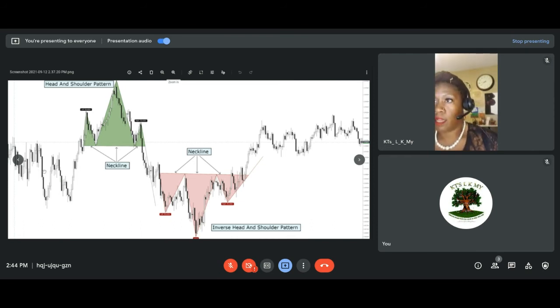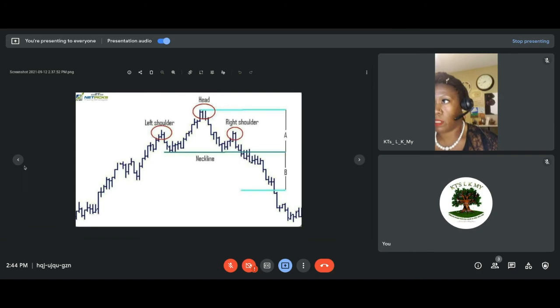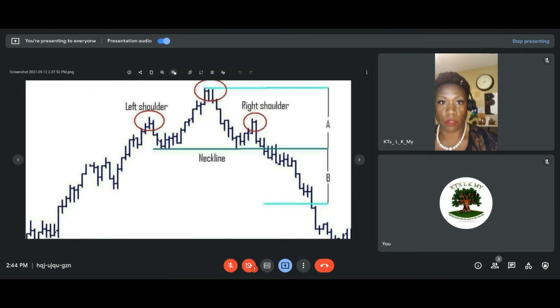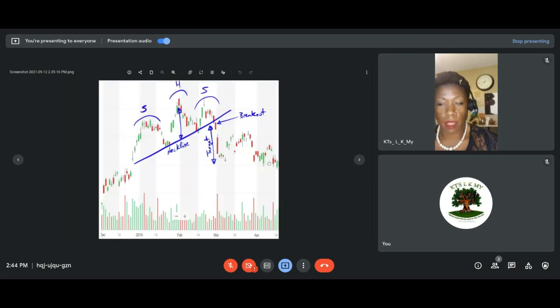And so again, what you're looking at is the head and shoulders. This is also an example of the head and shoulders. Left shoulder, head, right shoulder. And this is the neckline. And so let me make sure you get a good view of that. The pattern that is next is the head and shoulders complex.